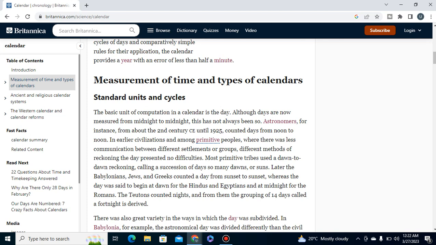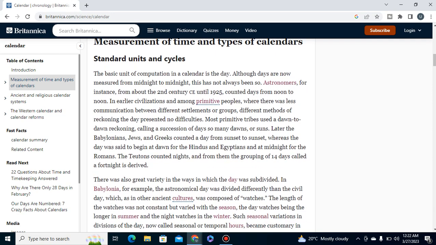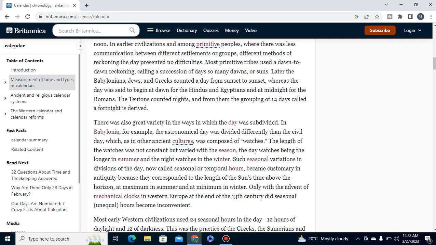There was also great variety in the ways in which the day was subdivided. In Babylonia, for example, the astronomical day was divided differently than the civil day, which, as in other ancient cultures, was not constant in length but varied with the season. The day was longer in summer and the night was longer in winter.